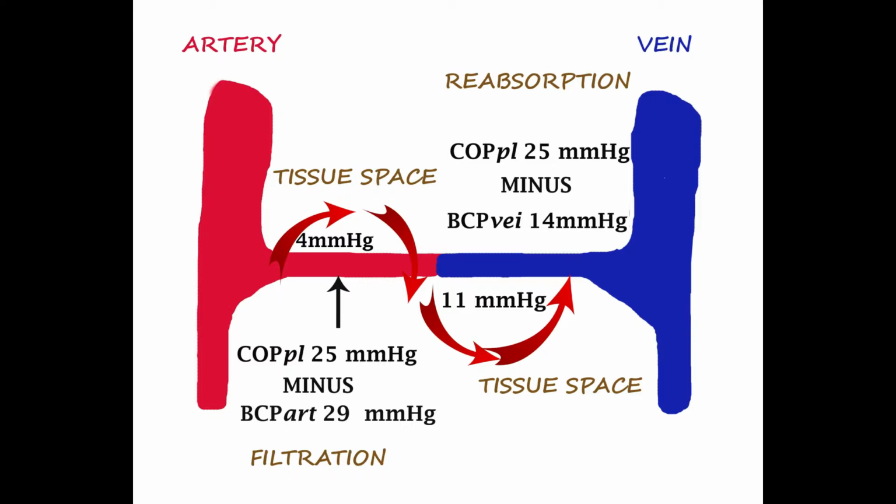Proteins are water-loving and contribute to the pressure system of the body. Colloid osmotic pressure, or oncotic pressure, is induced by proteins. This pressure is normally 25 within the plasma in the circulatory system. Normal blood capillary pressure in the arteries is 29. This results in passive filtration. Reabsorption is the reverse. The venous blood capillary pressure is 14, while the colloid osmotic pressure is 25, so water will be reabsorbed back in.